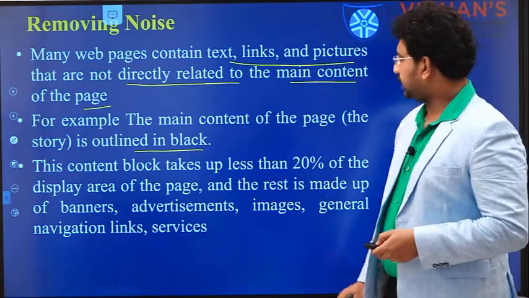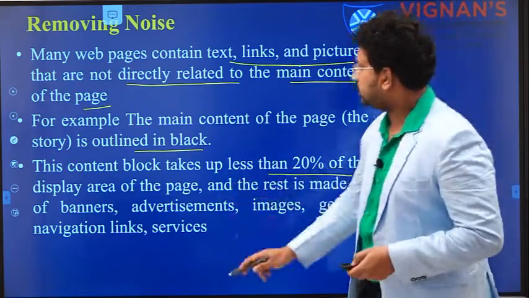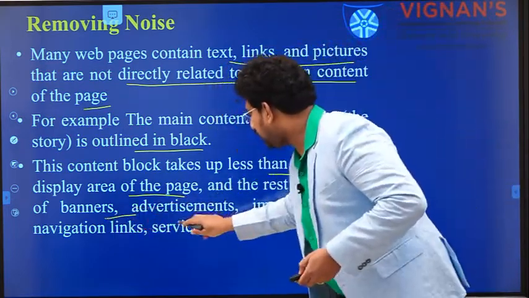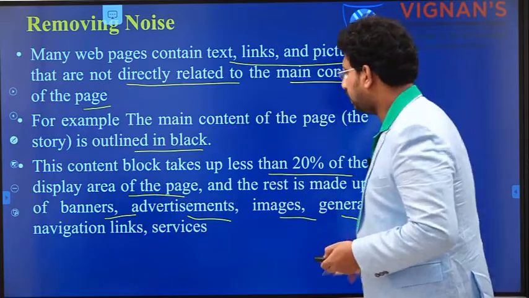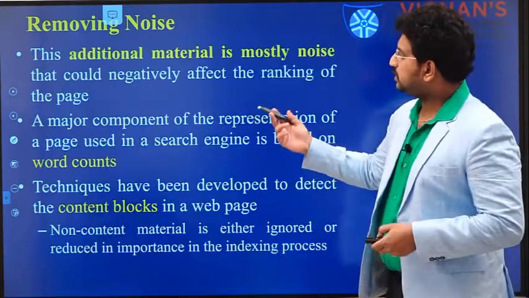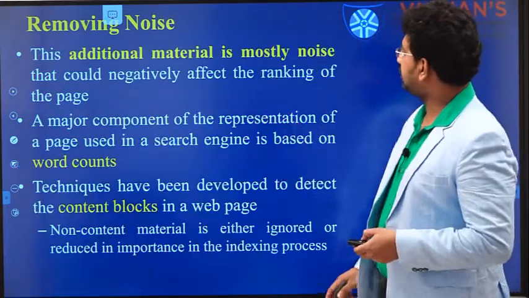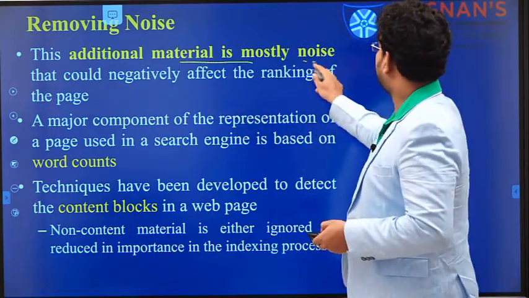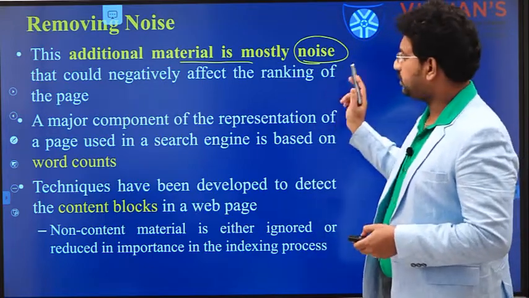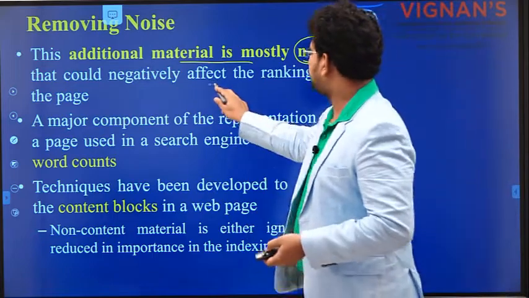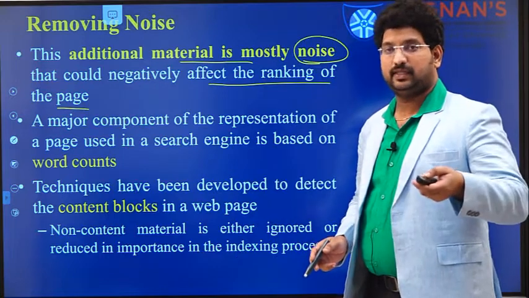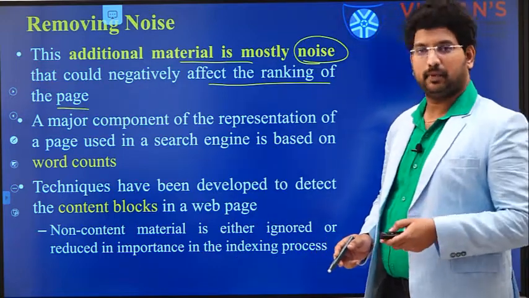This content block takes up less than 20% of the display area of the page, and the rest is made up of banners, as I already told you, advertisements, images, general navigation links, services, etc. This additional material is mostly the noise that could obviously negatively affect the ranking of the page. Whenever the ranking is going on, the noise will always have a bad impact on the ranking process.